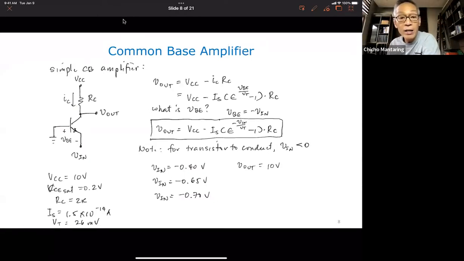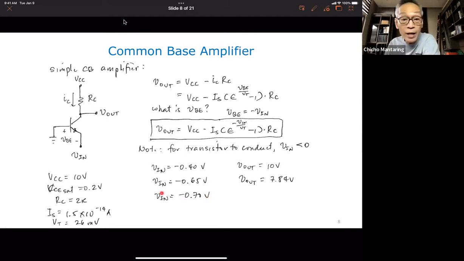Okay, next, negative 0.65, what is V out? What is V out for negative 0.65? Okay, good. Actually, this will be the same as our answer earlier in the common emitter. Because you have the same value of I sub C flowing, the same R sub C, and therefore V out will be the same. This is 7.84 volts.